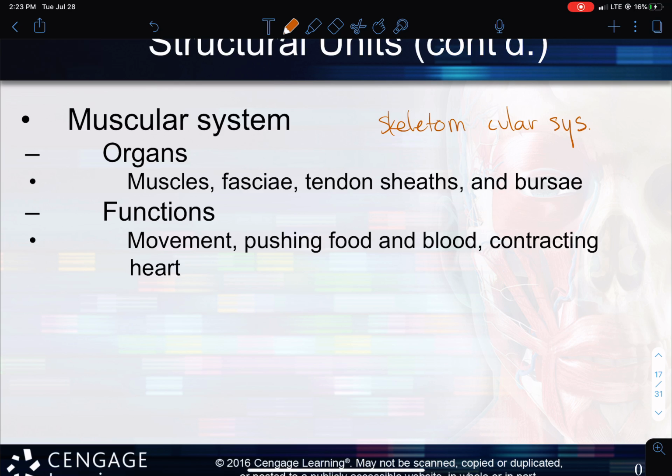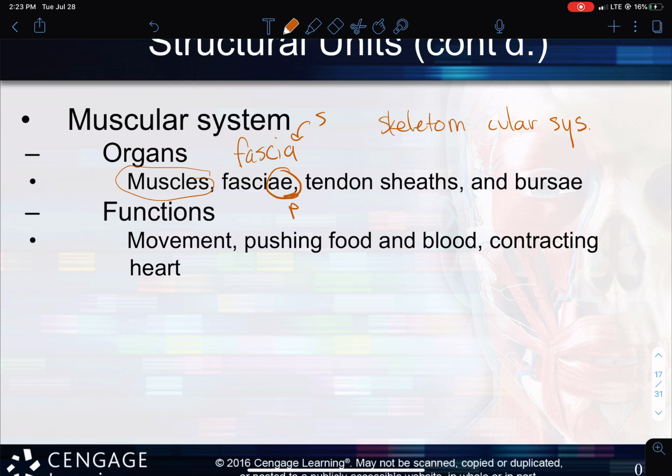The organs of the muscular system include the muscles, so the big muscle bellies that you see on the big fancy models. You can actually identify them specifically. The fascia, and the fasciae, this is the plural form of fascia. I believe it's pronounced the same way either way. The singular form is this form. If you add an E, it becomes the plural form. So singular form, plural form.